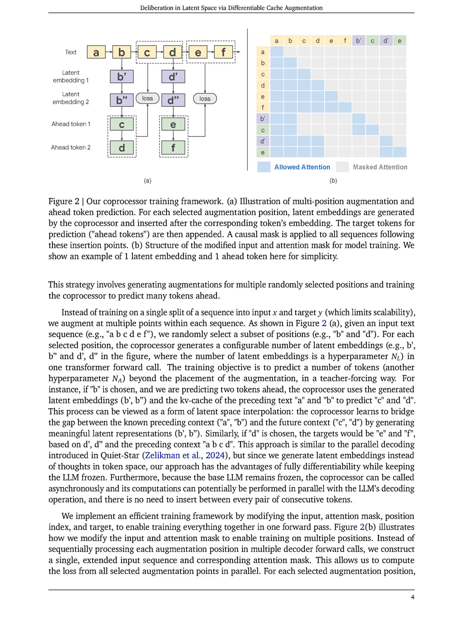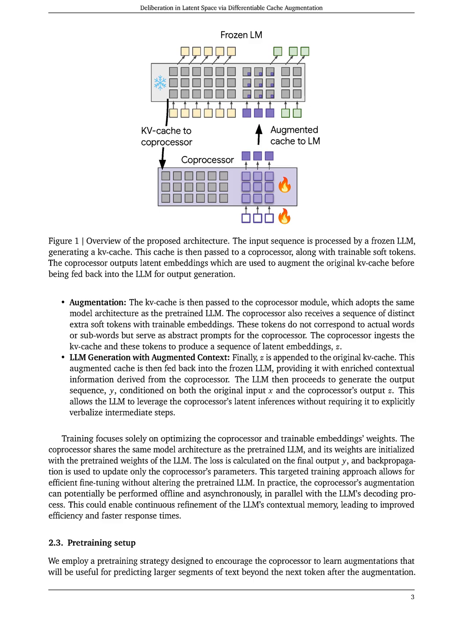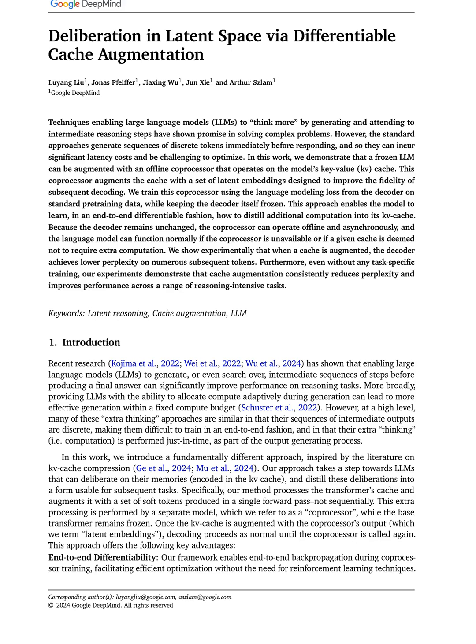To illustrate the inner workings of our algorithm, consider an input sequence ABCDEF. During processing, the frozen LLM generates a key value, KV cache, from this input. The coprocessor then takes this KV cache and a set of distinct soft tokens, which serve as abstract prompts, to produce latent embeddings. For instance, if the coprocessor is tasked with augmenting the input at the positions of B and D, it generates latent embeddings, E, G, B and B for B, and D for D.